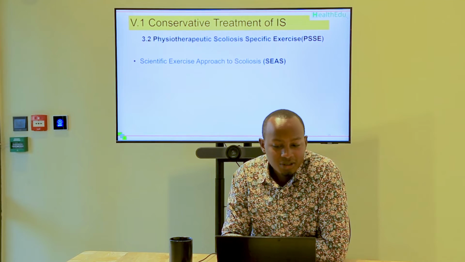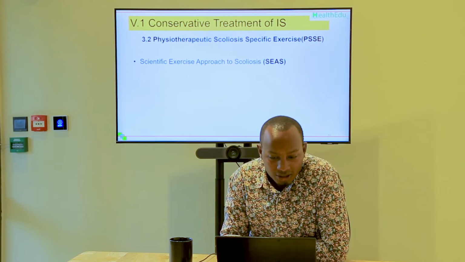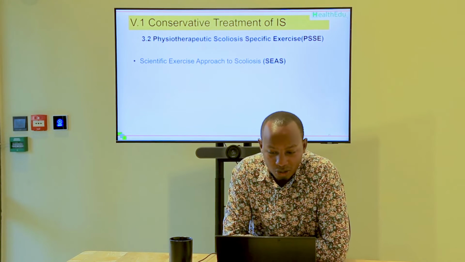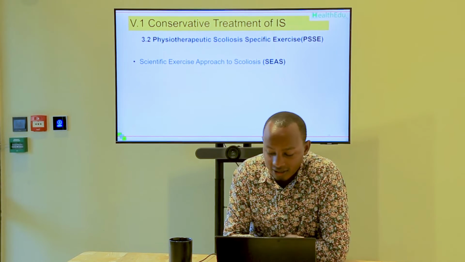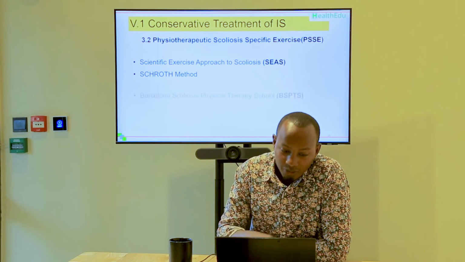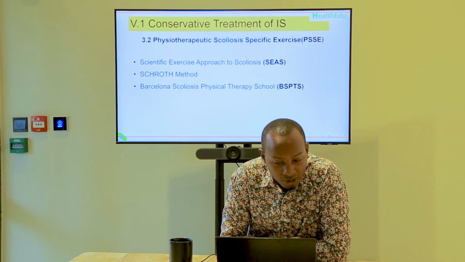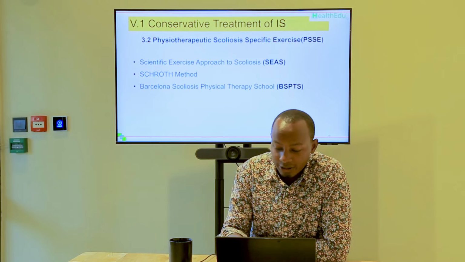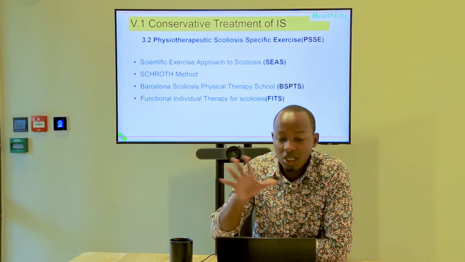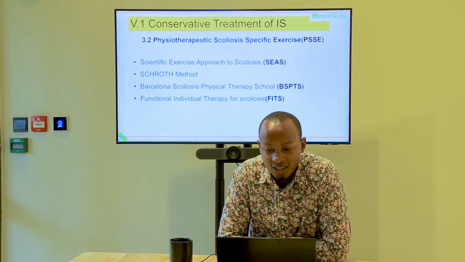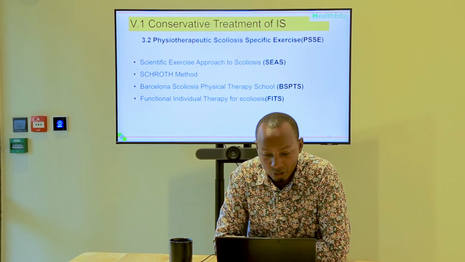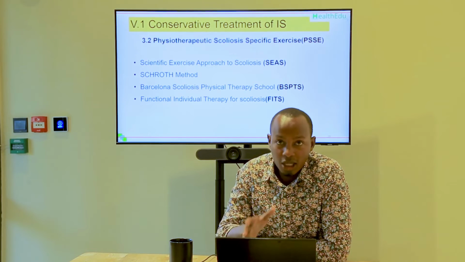People have developed different approaches in physiotherapeutic scoliosis specific exercises. The first one is the Scientific Exercise Approach to Scoliosis, known as SEAS. The second one is the Schroth method. The third one is the Barcelona Scoliosis Physical Therapy School. Another one is the Functional Individual Therapy for Scoliosis. These are among many physiotherapeutic scoliosis specific exercises I've introduced to you. If you need more, you can search for more, but these are selected for you so that you can know them, because there are many.